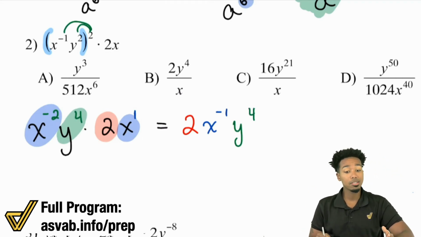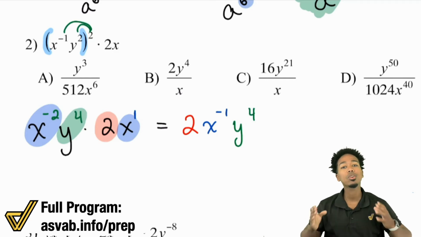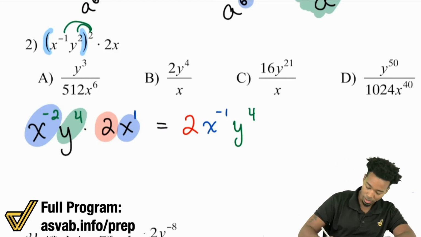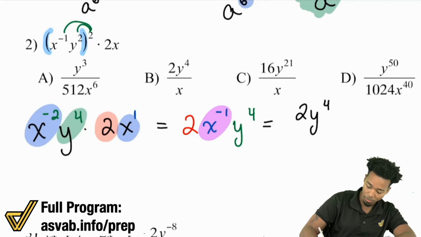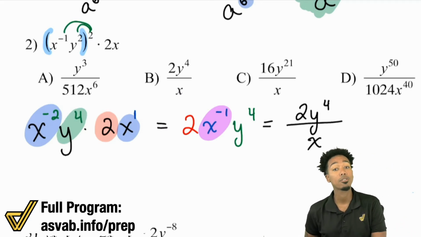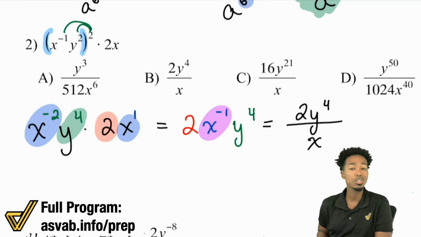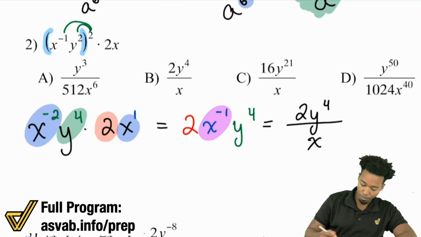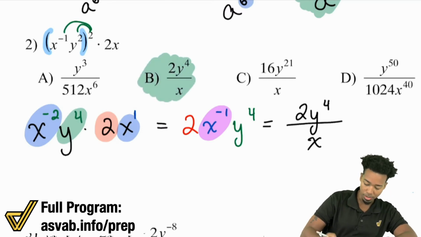Now, lastly, what do we do? Again, we don't want negative exponents. Let's go ahead and take that x to the power of negative 1 and convert that into the denominator to make it a positive 1. So this becomes 2y to the power of 4 all over just x. X to the power of positive 1, which we don't need to write the positive 1. It's just there. And so there we go. Booyah, the answer here is B.